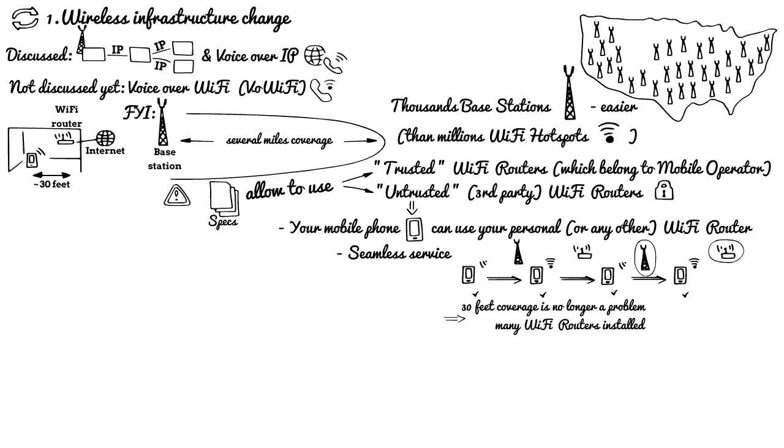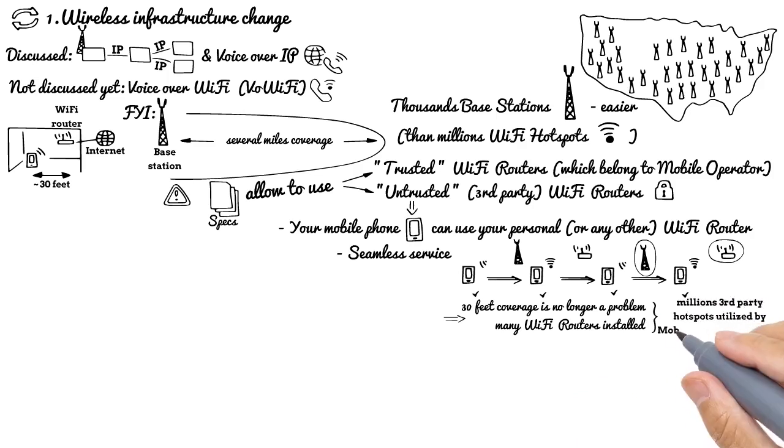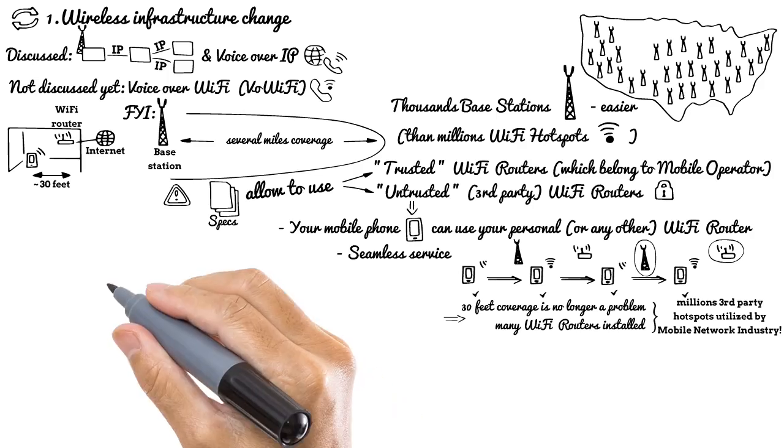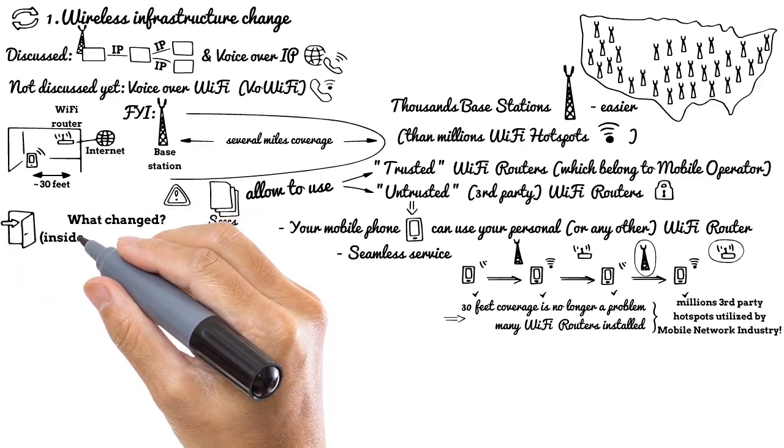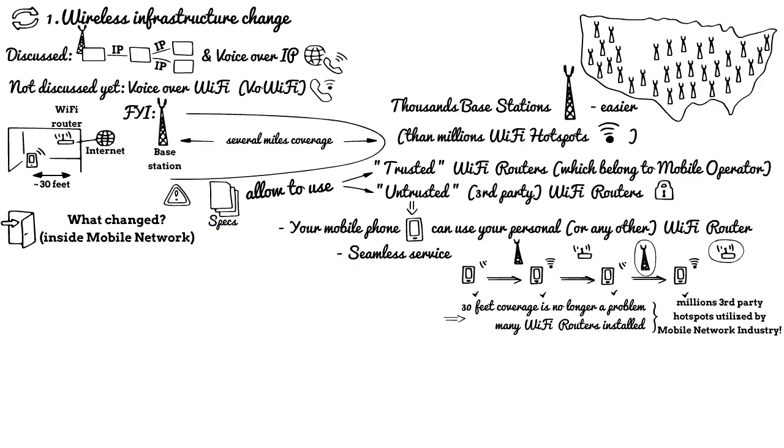Voice over Wi-Fi to me is an example of transformation of the mobile network industry. Millions of third-party Wi-Fi hotspots were utilized by the mobile network industry. If you plan to work in this domain, you may need to dive deeper to understand how such a change was reflected internally, which nodes were introduced within the network. Let me just give you a brief idea to start diving yourself.